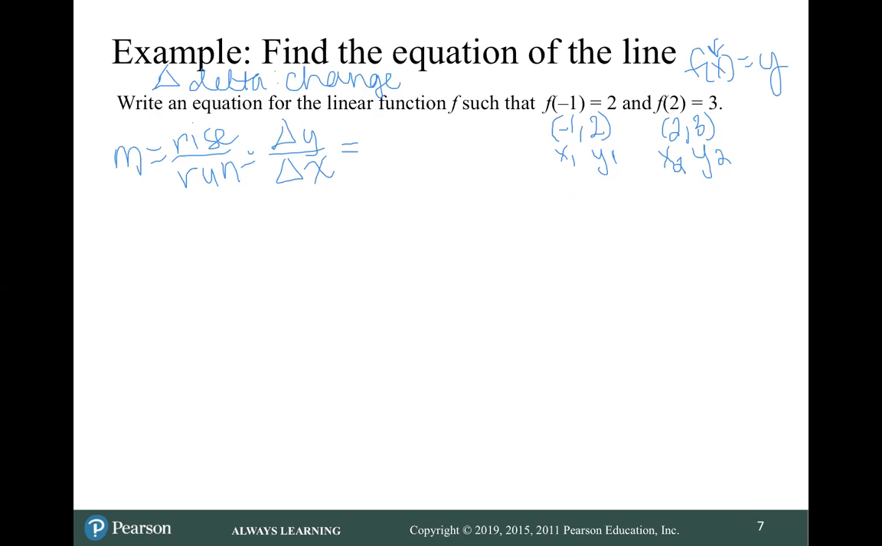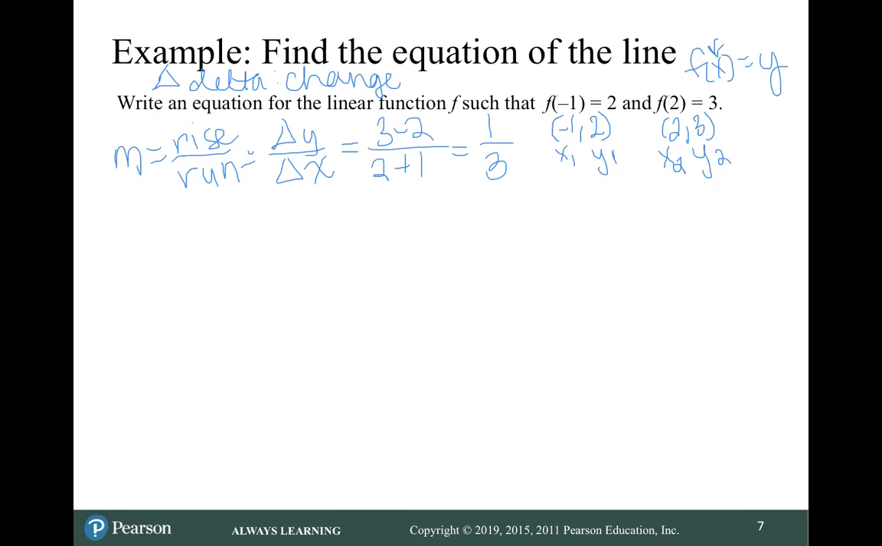So here we're gonna find our change in y. So y2 minus y1, that's 3 minus 2, divided by change in x, that's x2 minus x1. 2 minus a -1 turns into a plus. 3 minus 2 is 1. 2 plus 1 is 3. So there's our slope. And then we also have to find our y-intercept.